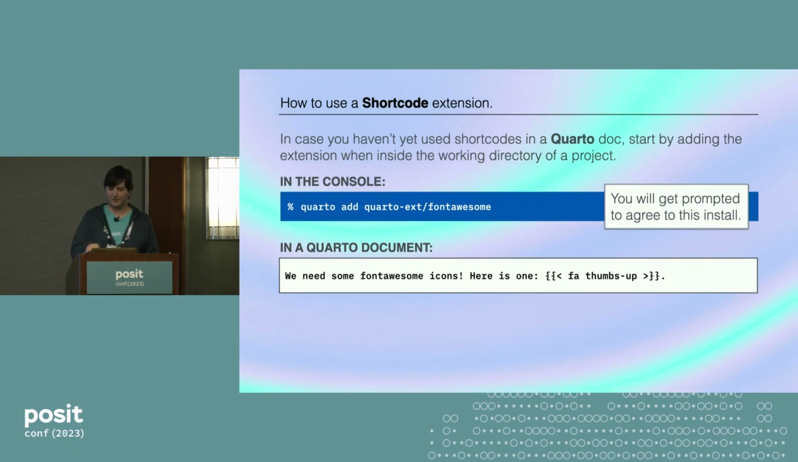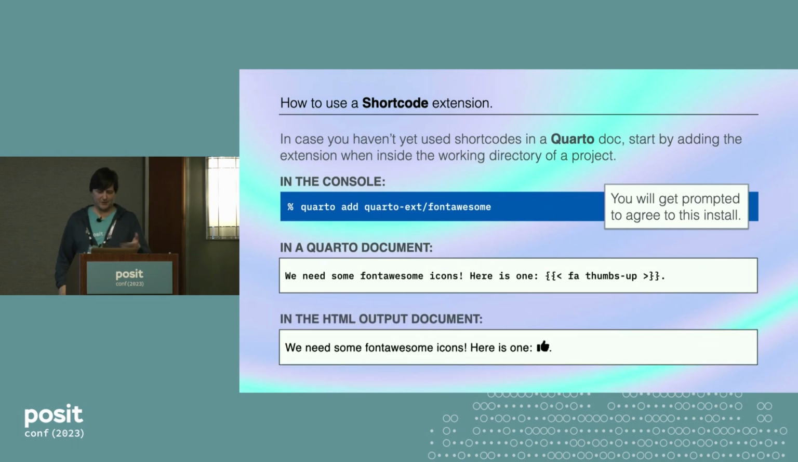To find out what the names are, you just go to the Font Awesome website. There's a great icon listing. Just make sure you use a free icon, and it should work here. What you get in the output document is that thumbs up icon. It's nicely scaled to the text. It looks really good. It's quite satisfying to see it rendered like that.